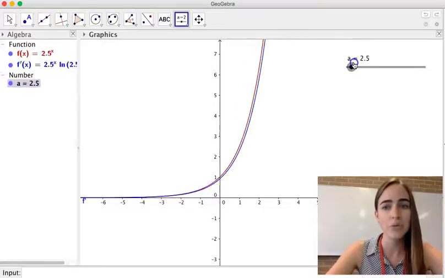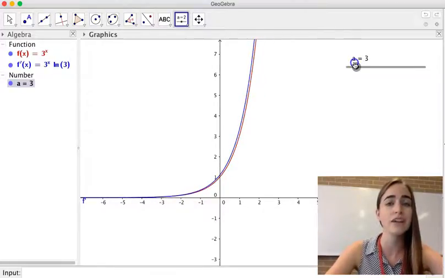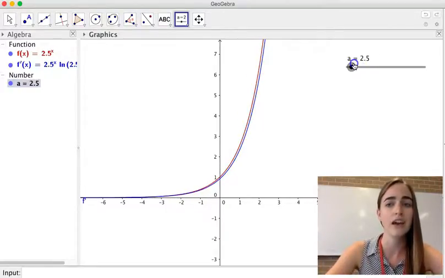But right here, between 2.5 and 3, it switches which side it's on. That means that somewhere in between there, somewhere between 3 and 2.5, there's a number where the blue line is going to lie exactly on top of the red line. That means that there's a number where the gradient function or the derivative is going to be exactly the same as the original function. And that's what we're going to have a look at today.